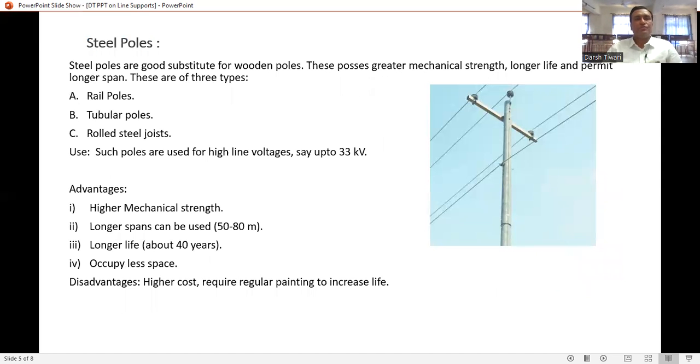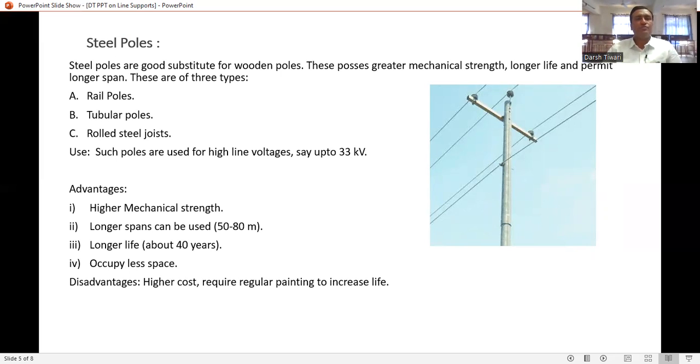Now we will see steel poles. Steel poles are a good substitute for wooden poles. These possess greater mechanical strength, longer life, and permit longer span as compared to wooden poles. They may be of three types called rail poles, tubular poles, and rolled steel joist. Such poles are used for high line voltages, say up to 33 kV.